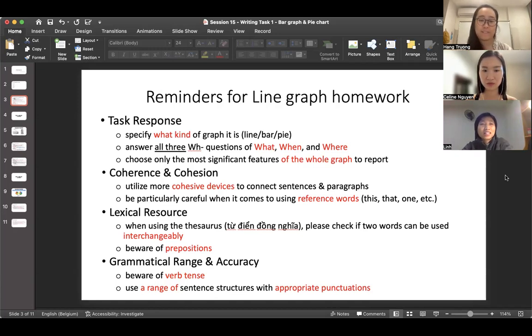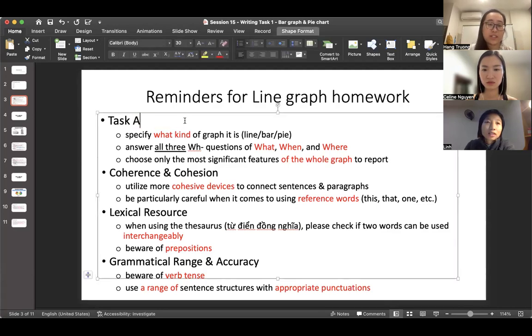I do not remember exactly, but what is left in my mind is firstly coherence and cohesion, lexical resource. Wait, this is actually task achievement.